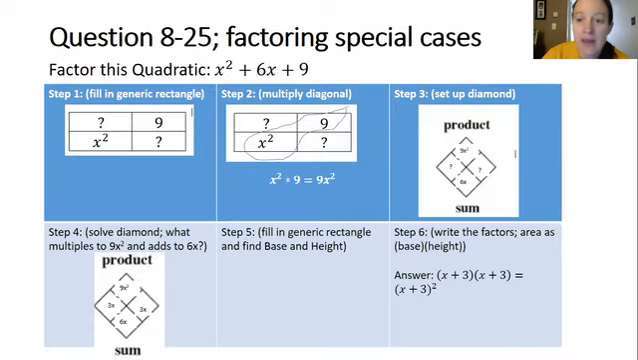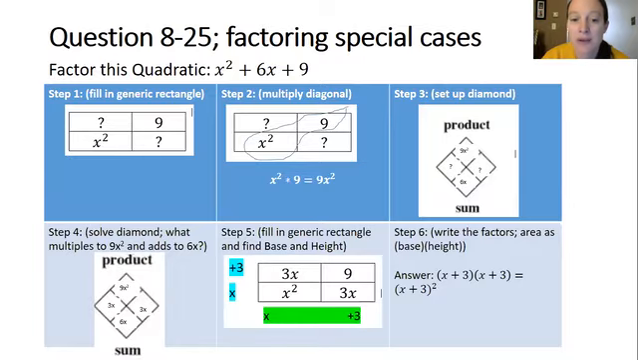Okay. And then I go ahead and I fill in my generic rectangle. I now know what to do with those question marks. Okay. This is also the hard part because you have to be able to figure out the base and the height. And in this case, the base is x plus 3 and the height is x plus 3. And that's what makes this one a really unique, what we call quadratic. It's because we have the exact same base as the height. So the base is x plus 3 and the height is x plus 3.